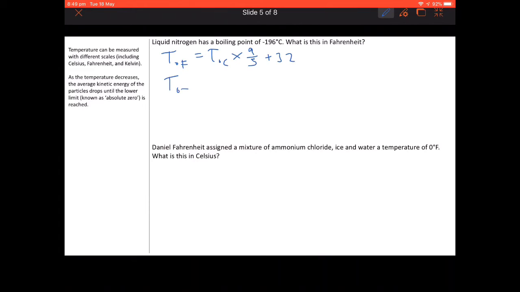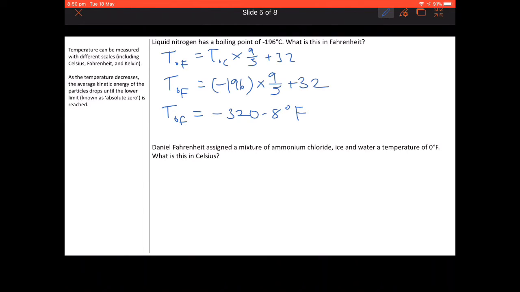So that means that the temperature in Fahrenheit is equal to negative 196 times 9 on 5 plus 32. And then if you pop that into a calculator, you'll get an answer of negative 320.8. Sig figs is a bit off there, but whatever. So your temperature in Fahrenheit is negative 320.8 degrees Fahrenheit, which is equivalent to negative 196 degrees Celsius.